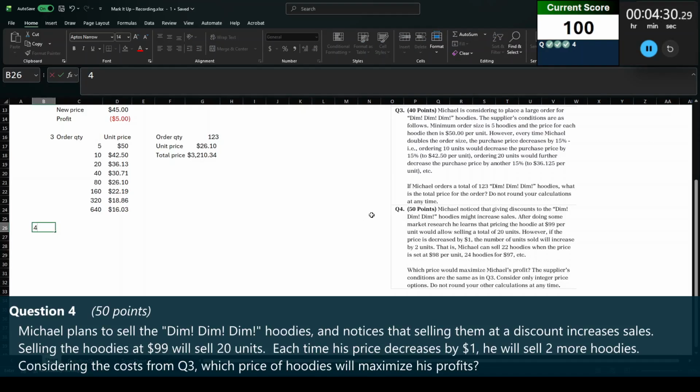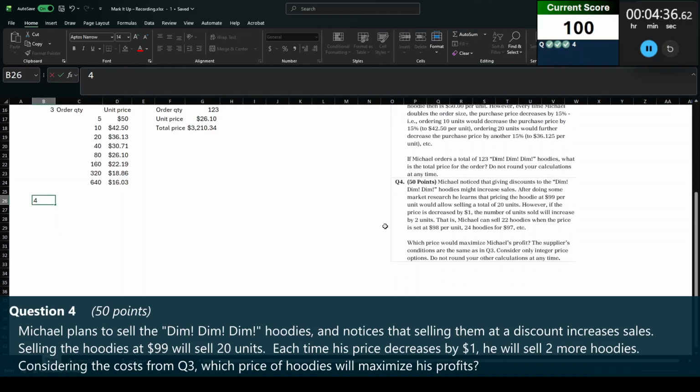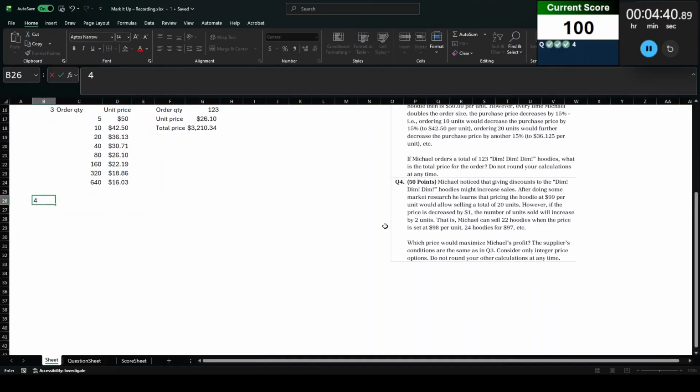Michael noticed that giving discounts to the Dim Dim Dim hoodies might increase sales. After doing some market research, he learns that pricing the hoodie at $99 per unit would allow selling a total of 20 units. However, if the price is decreased by 1, the number of units sold will increase by 2. That is, Michael can sell 22 hoodies when the price is set at $98 per unit, 24 hoodies for $97, etc. Which price would maximize Michael's profit?